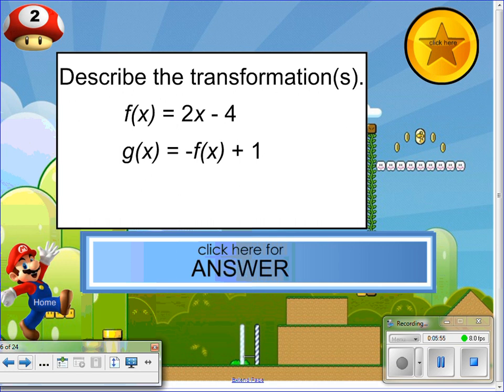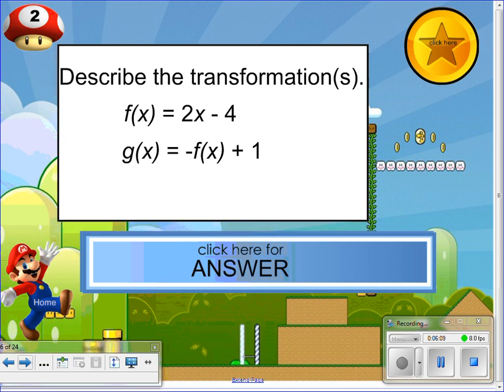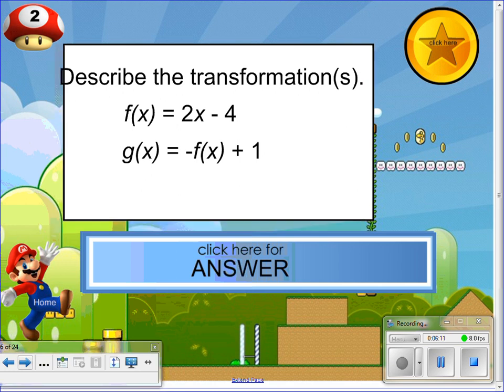So again, we have two transformations that are happening. We see there's a negative that's now being added to f of x. So we know that that has to be a reflection. And when the negative's on the outside, that's a reflection across the x-axis. Again, have your foldable out with you as you're going through these questions so that it kind of clears up any confusion. So reflection across the x-axis.